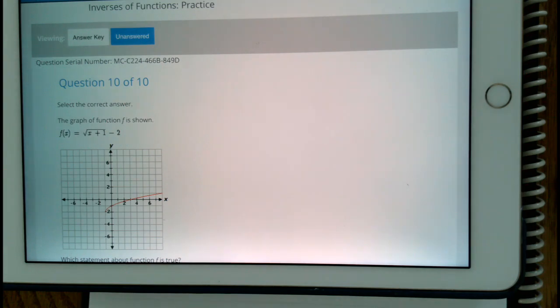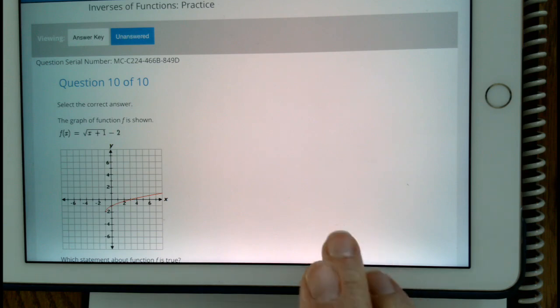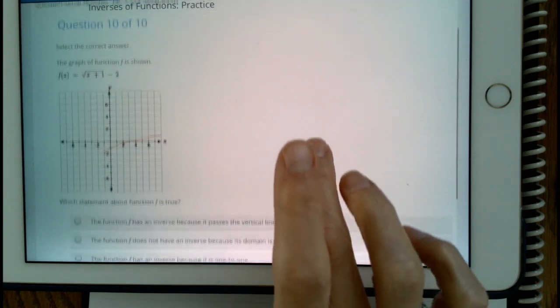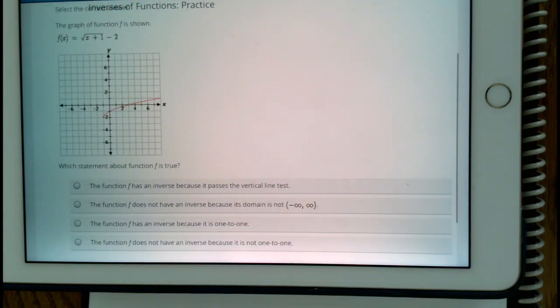The graph of the function f is shown, the square root of x plus 1 minus 2. So we see that, and then the question says, which statement about function f is true? And it says the function f has an inverse because it passes the vertical line test. Well, the vertical line test tells us that something is a function, so it's not that answer.